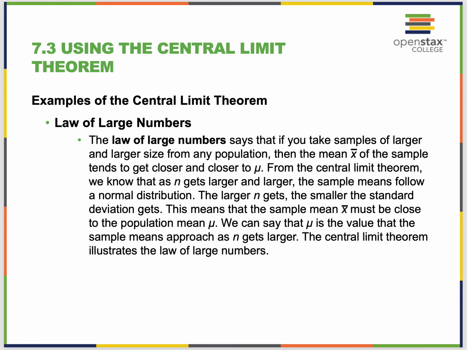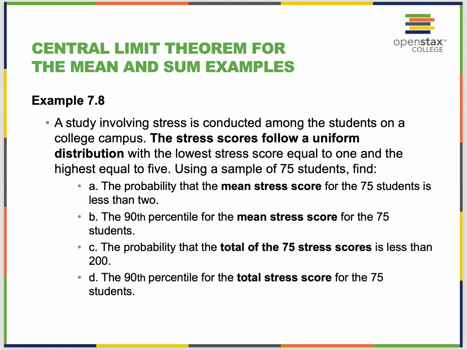Well, we have this law of large numbers. It says if you take samples of larger and larger sizes from any population, then the mean x bar of the sample tends to get closer to mu. From the central limit theorem, we know that as n gets larger and larger, the sample follows a normal distribution. The larger n gets, the smaller the standard deviation gets, which means that the sample mean must be close to the population mean on a large sample. We can say that mu is the value of the sample mean as n approaches larger. The central limit theorem illustrates this law of large numbers.